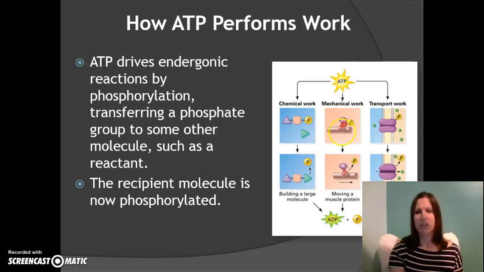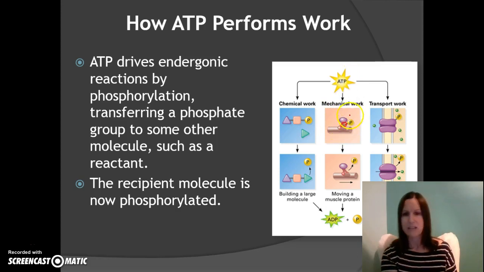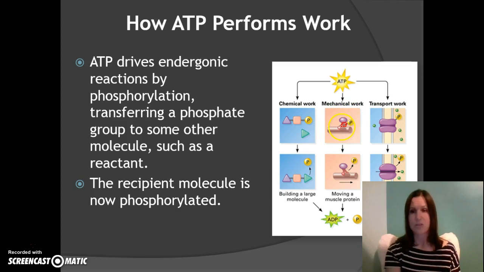Again, mechanical work, we phosphorylate that motor protein. Oh, my bad, that is not a carrier protein, I am so sorry. That is a motor protein. That is a carrier protein where ATP phosphorylates that carrier protein to power low to high, otherwise known as active transport.